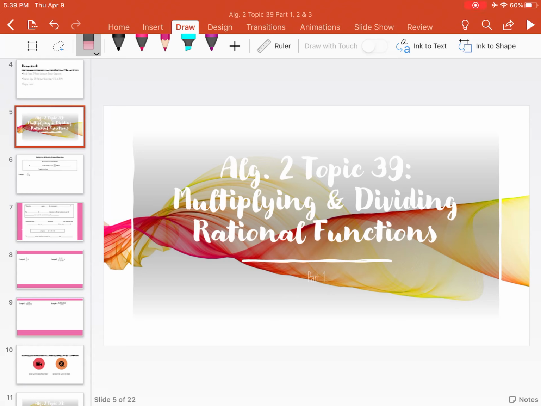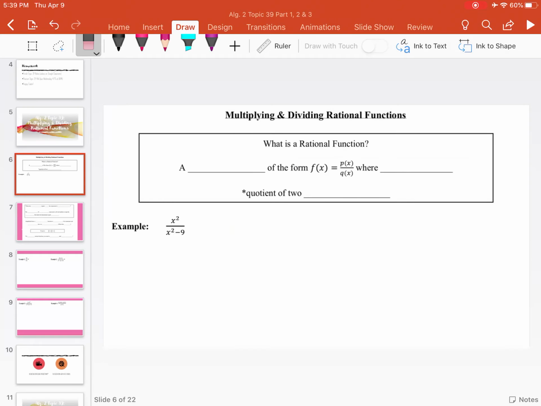Welcome back to topic 39 for Algebra 2, multiplying and dividing rational functions. In part 1, we're going to explore what is a rational function and how can we simplify rational expressions. So first, what is a rational function?